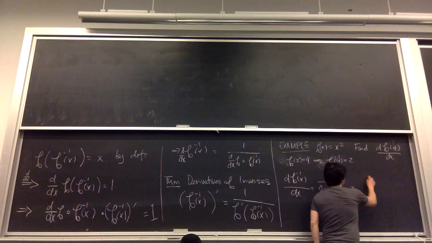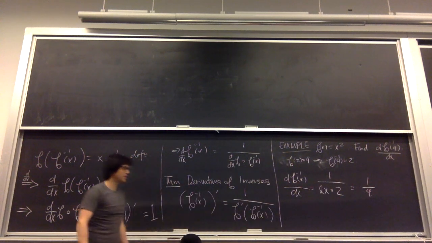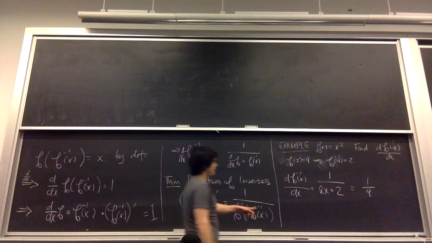It just so happens in this case it goes to a quarter. But it's not because of multiplication, it's because of function composition. Okay, so does this make sense?